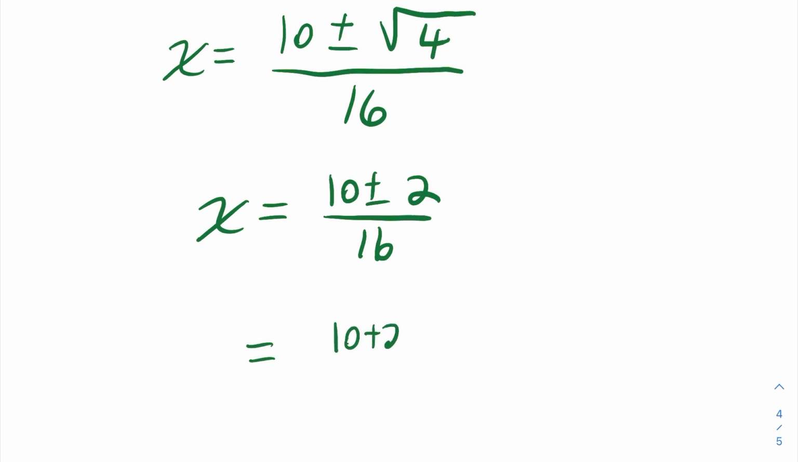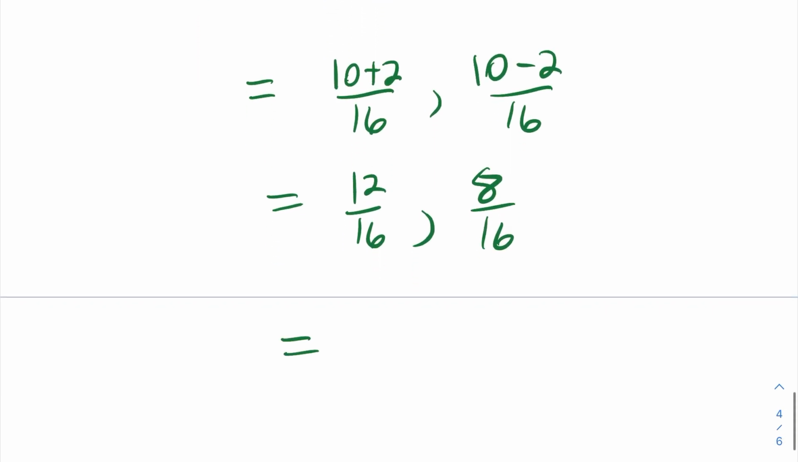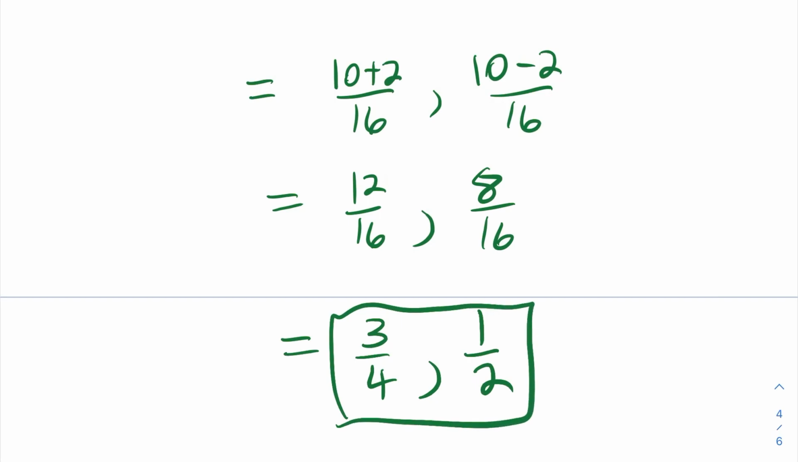10 plus 2 over 16 and 10 minus 2 over 16. One of them is 12 over 16, while the other one is 8 over 16, which reduces. 12 over 16 is 3 over 4, while 8 over 16 is 1 over 2. So those are the two solutions to that equation.